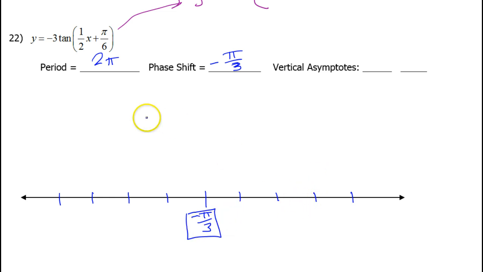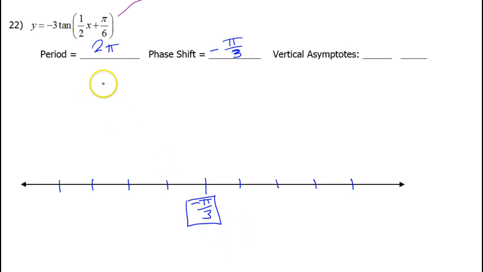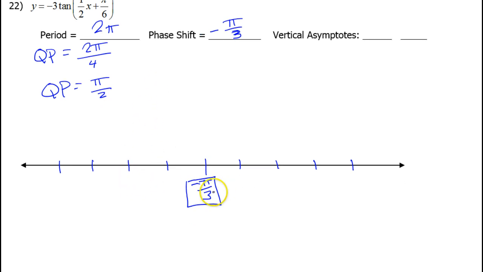So let's see. Every one of these marks represents a quarter period away from the phase shift. So if I want to label these x values, I need to take my phase shift and add a quarter of a period. So I'll call my quarter period QP. The quarter period is going to be the period divided by 4. So that quarter period is going to be pi over 2. So for that reason, I need to take this negative pi over 3 and I need to add pi over 2.